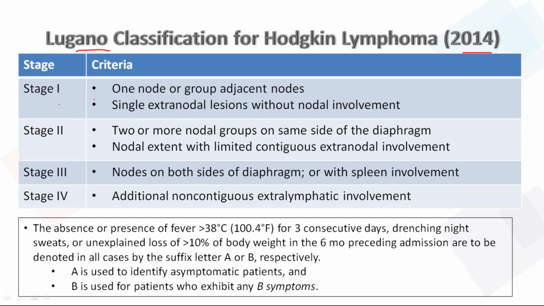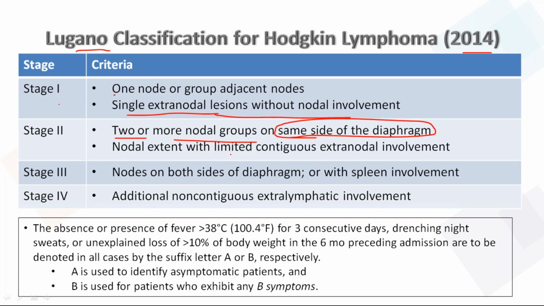Stage 1, what does it mean? Only one lymph node or one group is involved, or a single extranodal lesion, one area, without nodal involvement. For example, only the spleen is involved. All these come under stage 1. Second stage is 2 or more nodal groups, for example axillary and cervical, but on the same side of the diaphragm. This is important: they are on the same side of the diaphragm.